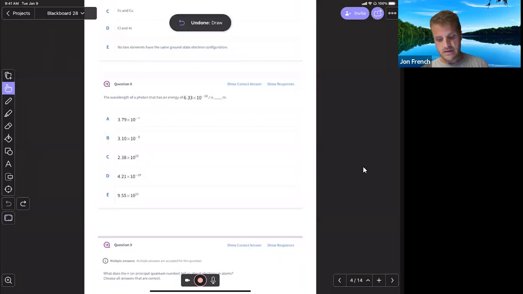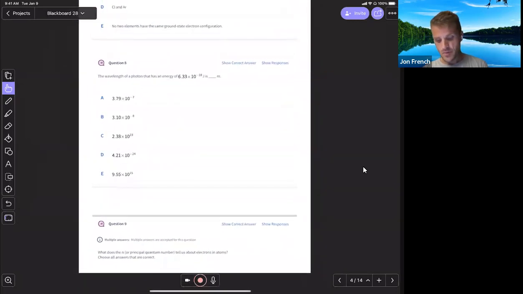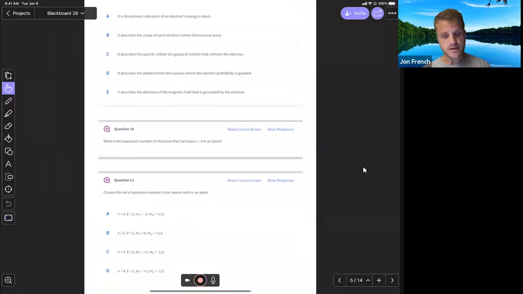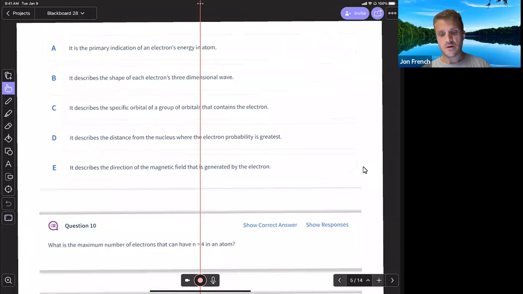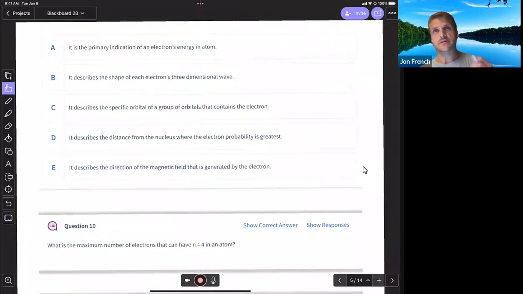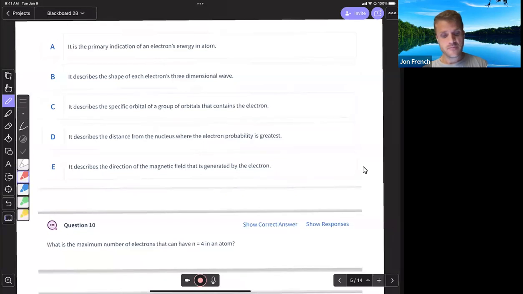Question 9, let's see. What does the n or principal quantum number tell us about the electrons in an atom? Choose all the answers that are correct, and it's not on the same page, unfortunately. So the principal quantum number, n, it tells us what energy level we're starting with, like n equals 1, so 1s or 2s or 3s, that's telling us the electron's energy. It's not telling us the shape because that's the s, p, d, or f that tells us the shape.